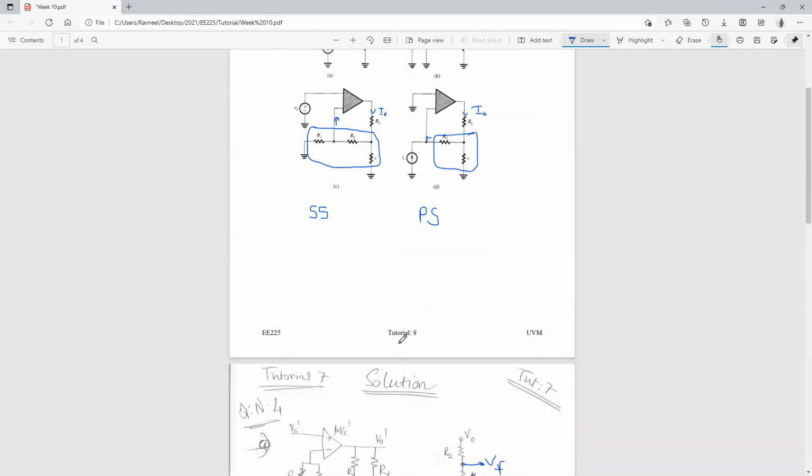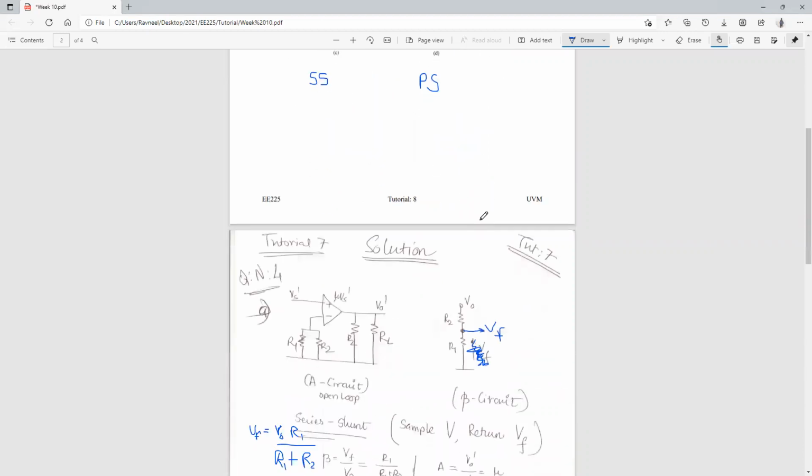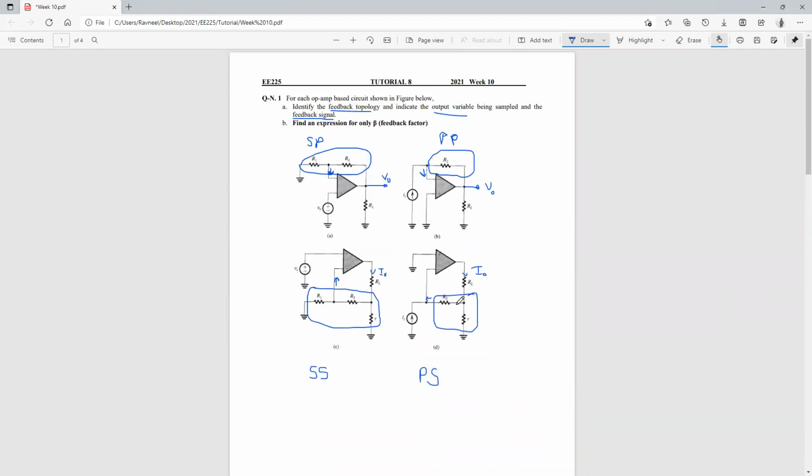Moving into circuit D. Circuit D is a parallel series circuit, or a shunt series network, right? So basically you are mixing current and sampling current. In this particular case, you break the circuit just after RL, at the output. So this is where your output is connected to.